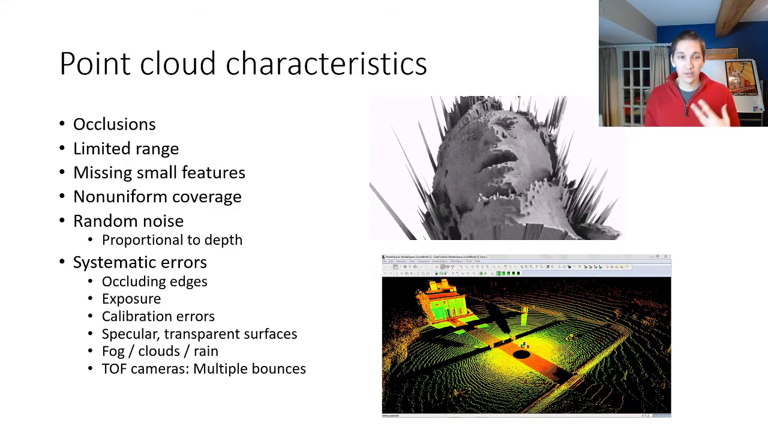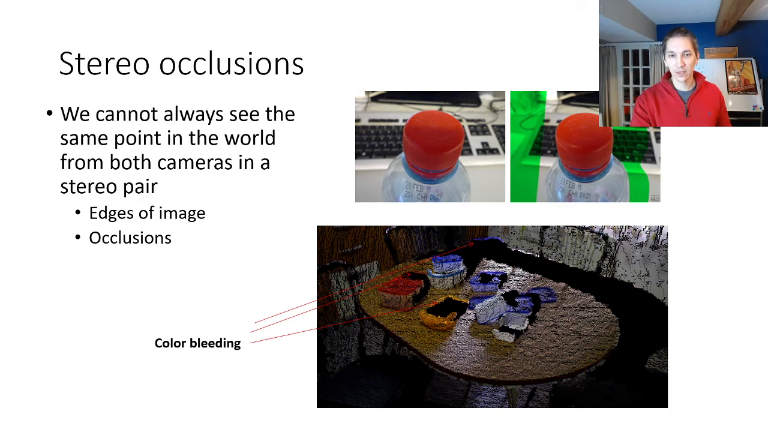There's also systematic errors, including these occlusions, exposure, various calibration errors, and reflective surfaces. So often you'll get bogus readings or no readings from these types of sensors. We have to be a bit wary of how to deal with these types of systematic errors in our data. One very important one is stereo occlusions, because many times these point clouds are generated through stereo reconstruction. Because of stereo disparity, the points that you can see in one camera image are not going to be exactly the same as the points you can see in the other camera image.